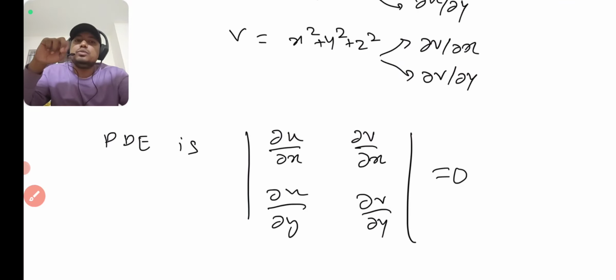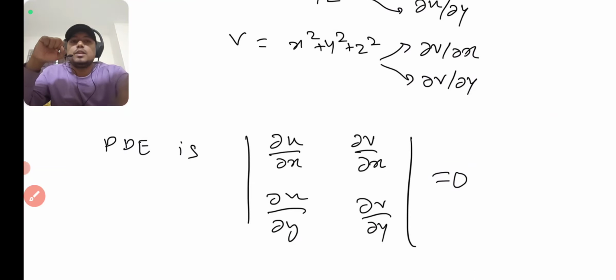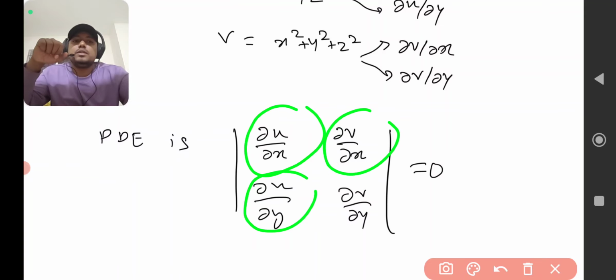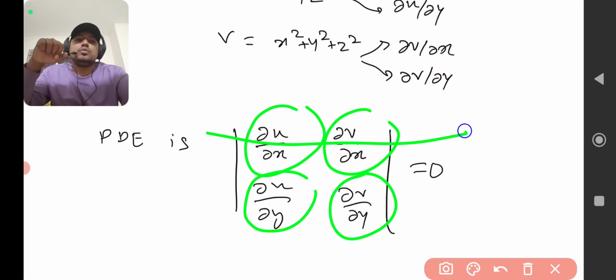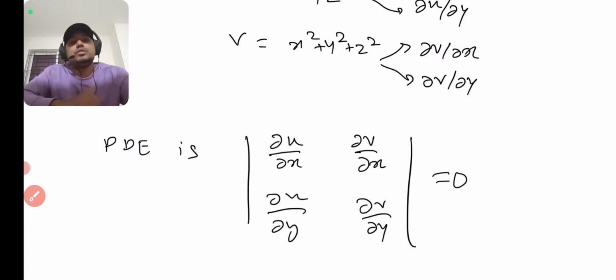And then put them into this matrix. Okay, ∂u/∂x and ∂u/∂y. You can see x here, y here, and then ∂v/∂x, ∂v/∂y. Okay, means this row is for ∂/∂x, and this is for ∂/∂y, this row, right? And put it equal to 0.